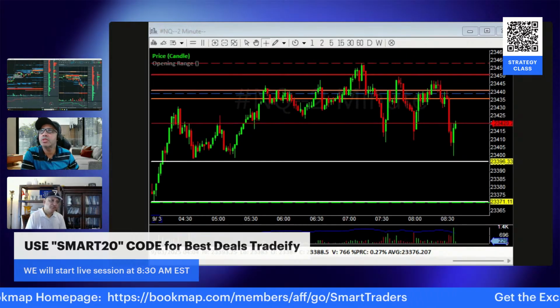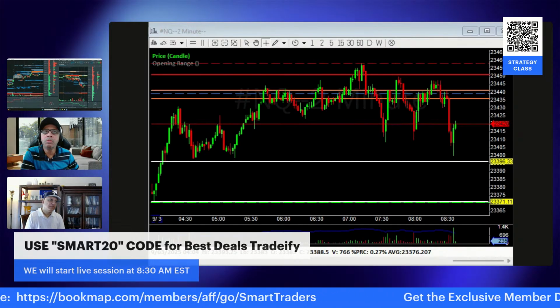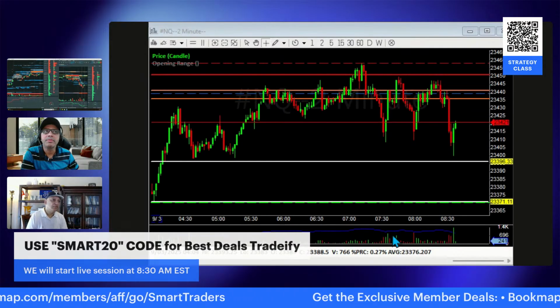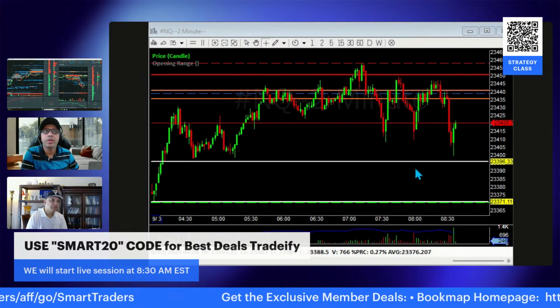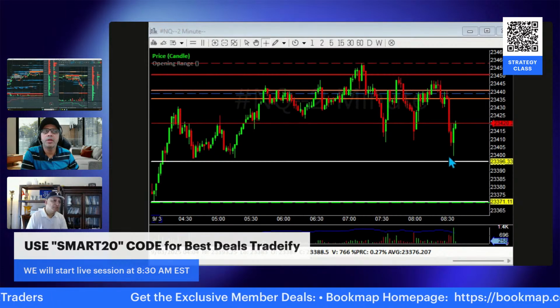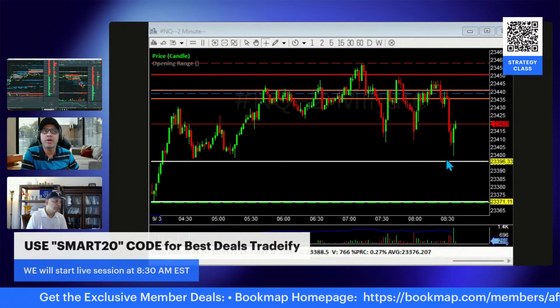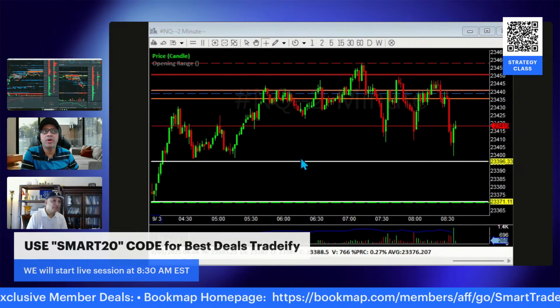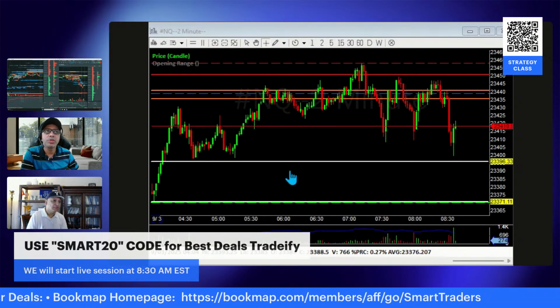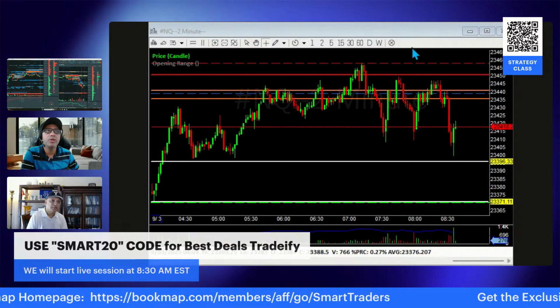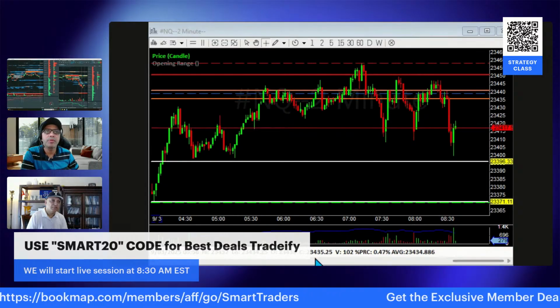So if you look at the 60-minute, you can clearly see that we are inside candle of the last 5 candles. So the last 4 or 5 hours have been in the same range between 23,400 and 23,440. So I do not trust that candle.